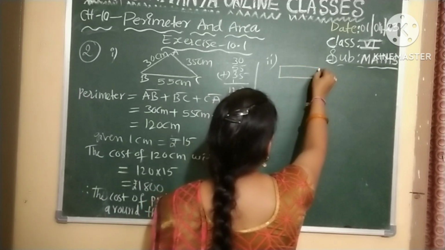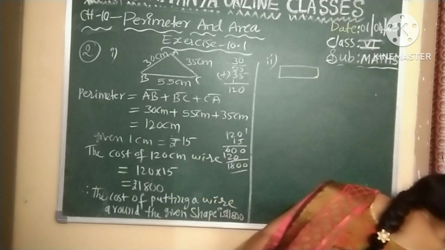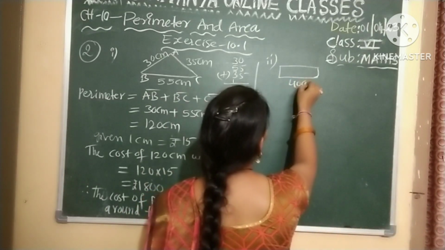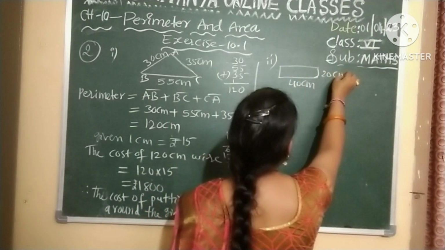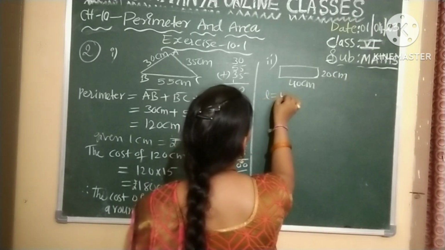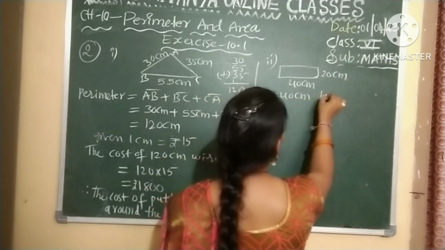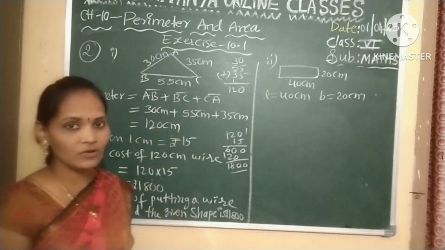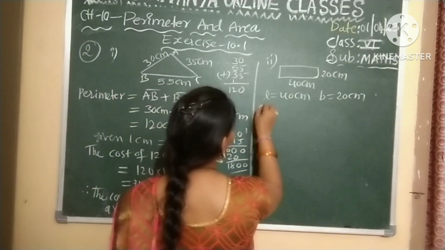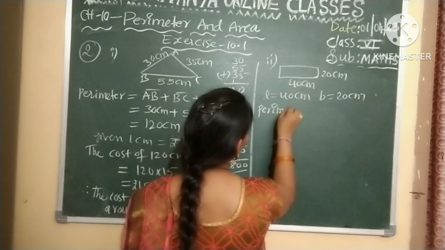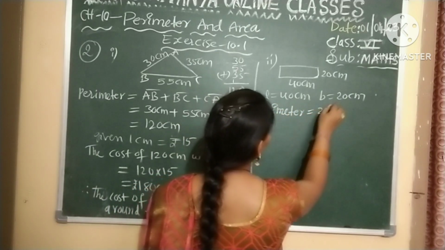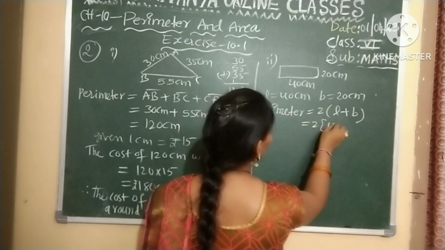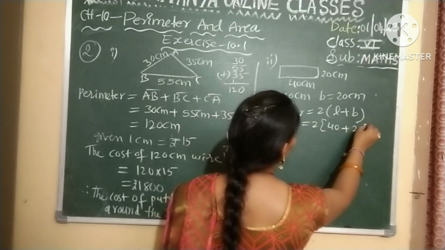Rectangle is given. Length is 40, breadth is 20. Length is 40 centimeter, breadth is 20 centimeters. Let us take L is equal to 40 centimeter, B is equal to 20 centimeter. Now we should find the perimeter of the rectangle first. Perimeter of rectangle is equal to 2 into (L plus B). Right? Now L is 40, B is 20.